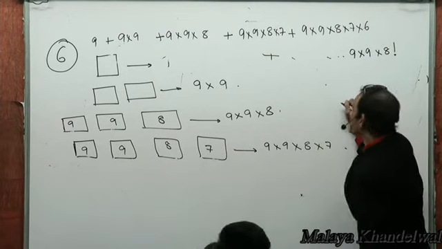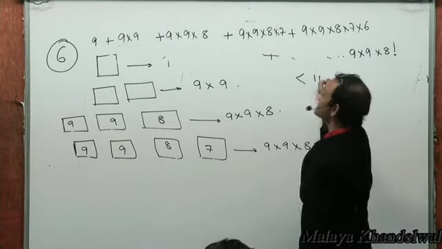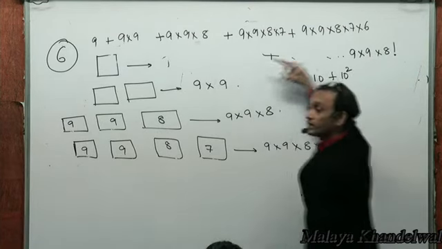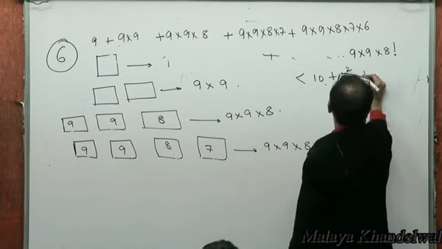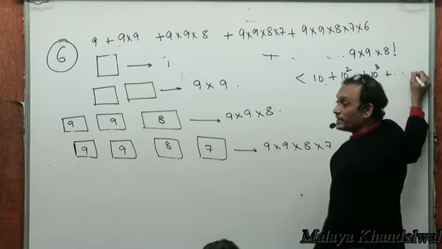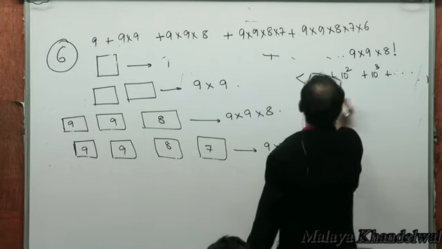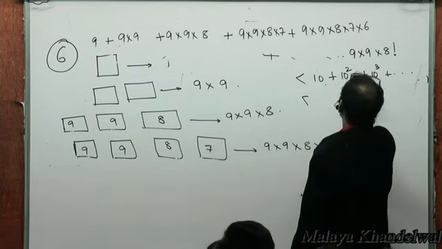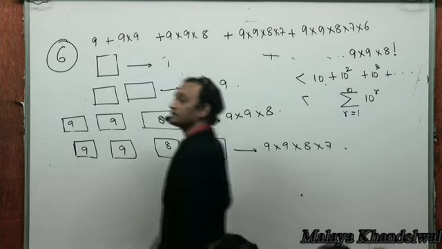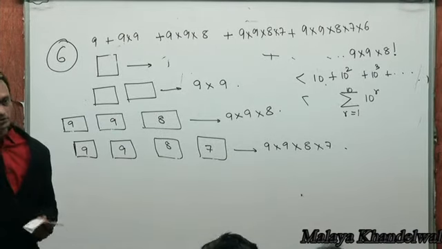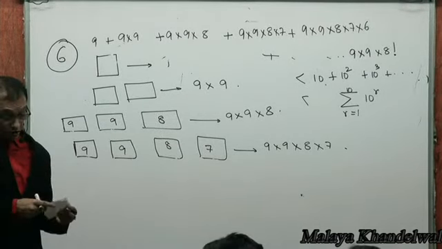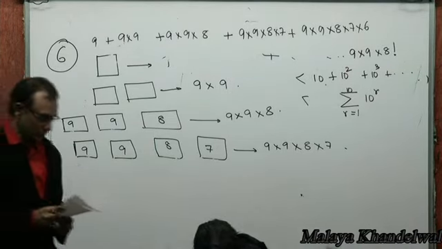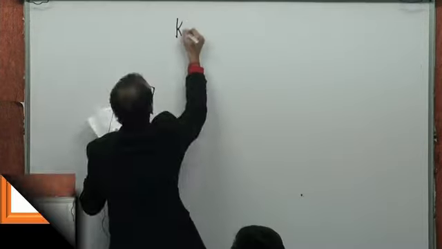That's the count. Very clearly, 9 is less than 10, 9 squared is less than 10 squared, this is less than 10 cubed, and so on up to n terms. That means this is less than the summation of 10 to the power r, for r equal to 1 to 10. This is less than this. So there are two correct options: B and D.